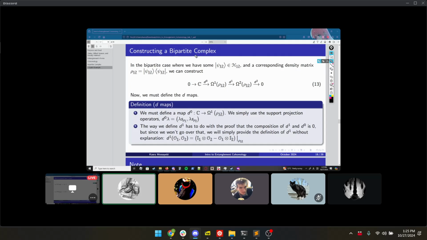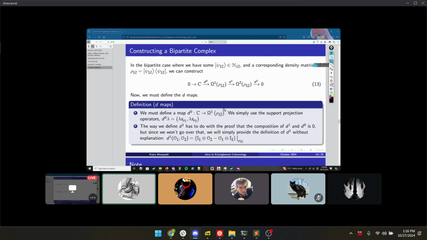So when we want to construct a complex for a state in a bipartite space, we first obviously have the density matrix, and we're going to have this 1 form and this 2 form, entanglement 1 form and 2 form. Now, what's important is that we also define these maps. D2 really isn't that important, but D0 and D1, if we compose them, they'll give us 0. I won't prove that our definitions will give you 0, but if you're curious, you can look at the paper and see why. We use a property of the support projection operators that I explain here, but it's pretty fun. It's interesting. So if you're curious, go look at the paper.